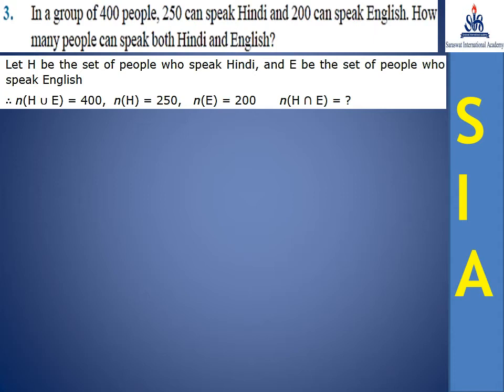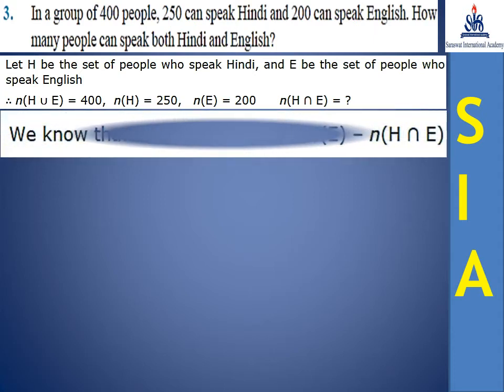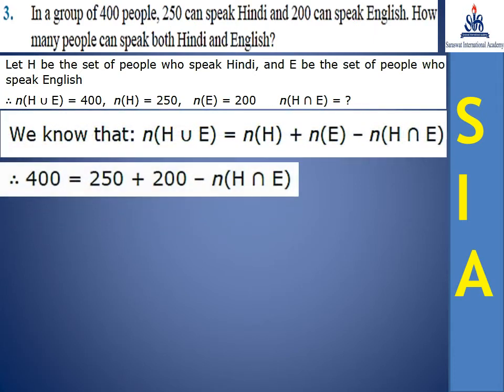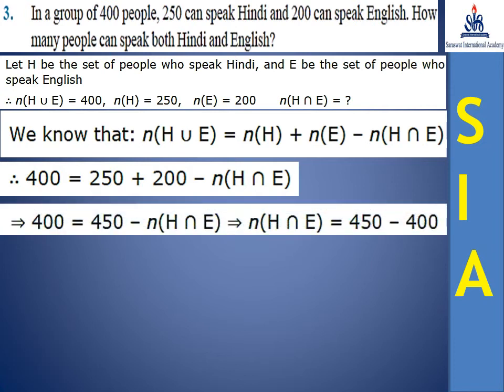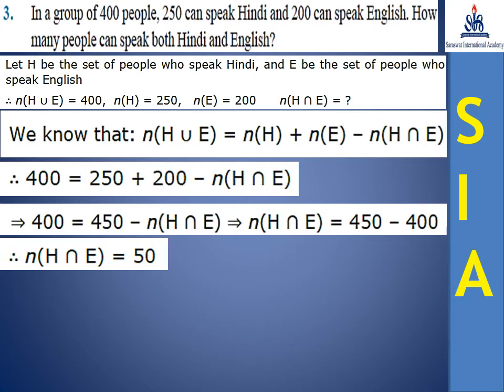N of H union E is given as 400, N of H is 250, N of E is 200, and my target is H intersection E. Why is intersection written? Because the question asks for Hindi and English. Now applying our standard formula, we put in the values for n of H union E and calculate. Definitely you get n of H intersection E is just 50. These 50 are the common people speaking both Hindi and English.